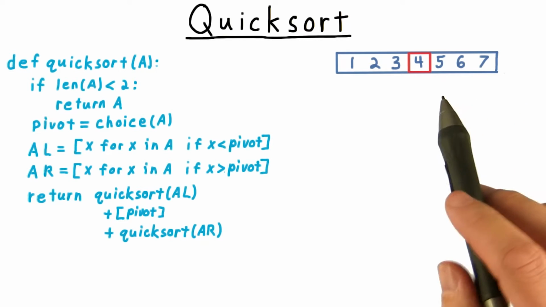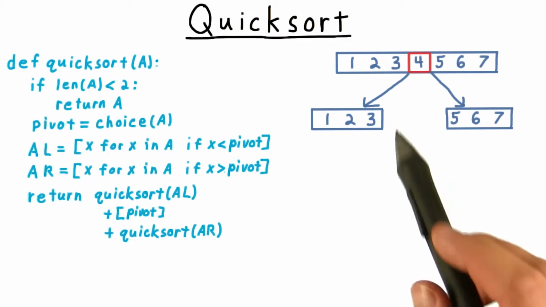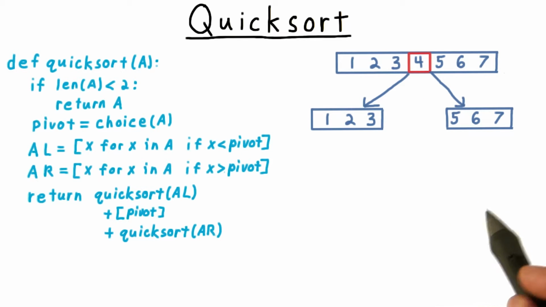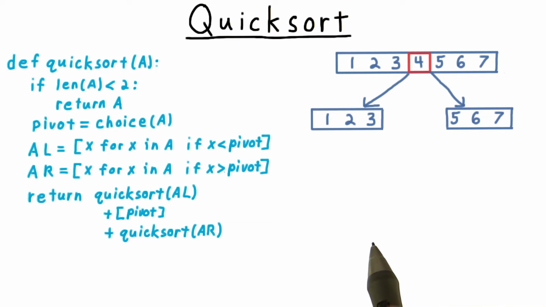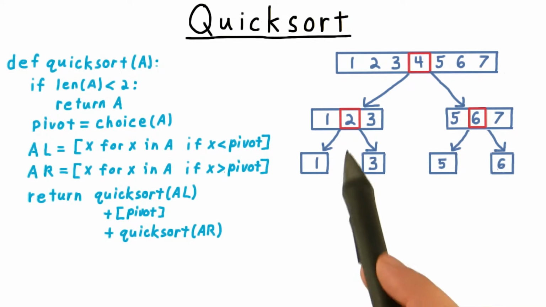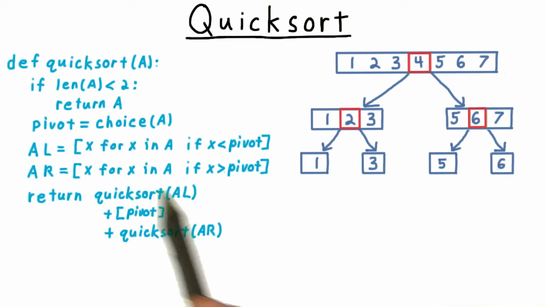The ideal choice of pivot is always the middle value in the list. This splits the list into two equal-sized sublists, one consisting of the larger elements, the other consisting of the smaller elements. Then, in recursive calls, we split these lists into two pieces until we get down to the base case of a list of length 1 or 0.